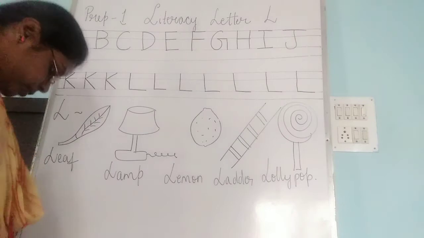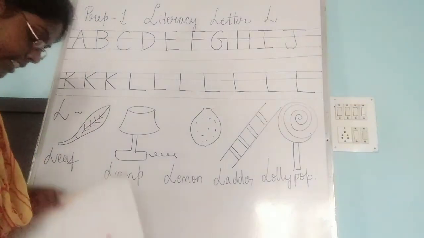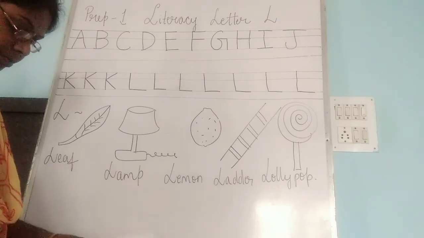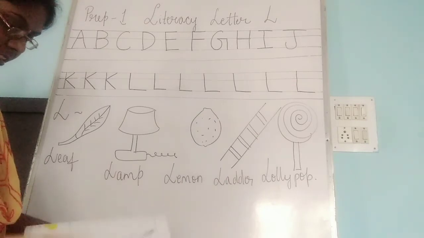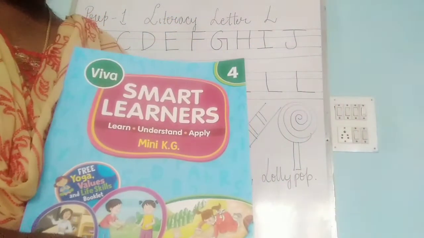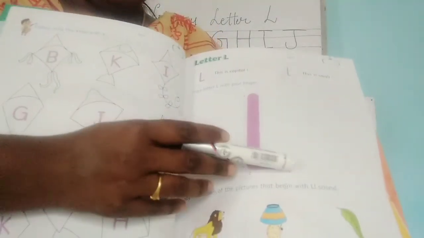Okay. And how to write L? It is standing line and sleeping line. Yes, and let us learn the objects from our Viva Smart Learners book number 4. Okay? Yes. Now look here. L. Standing line, sleeping line.